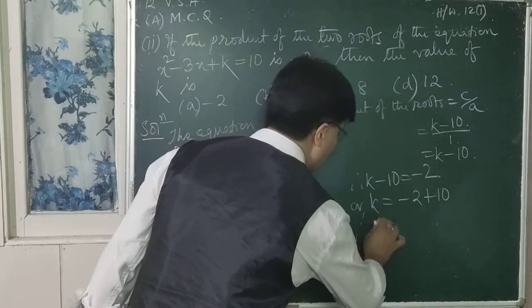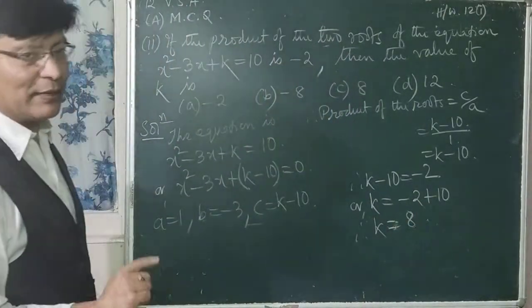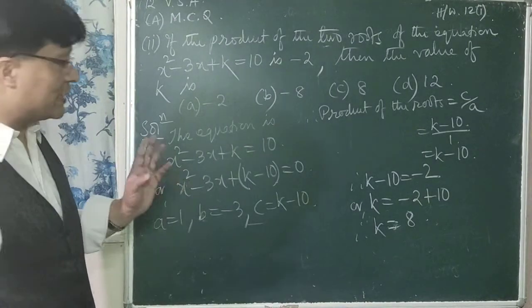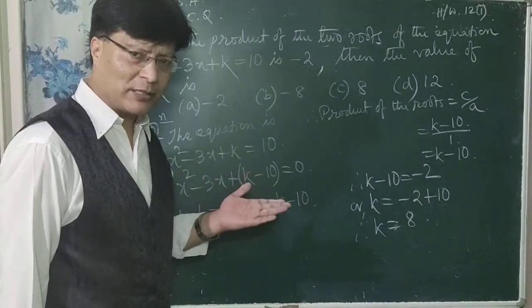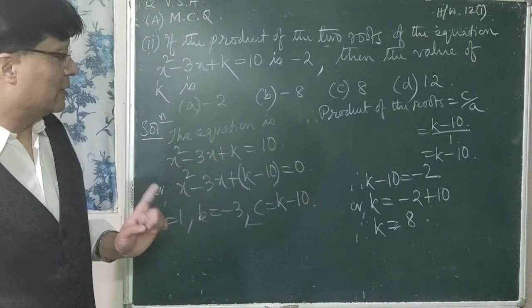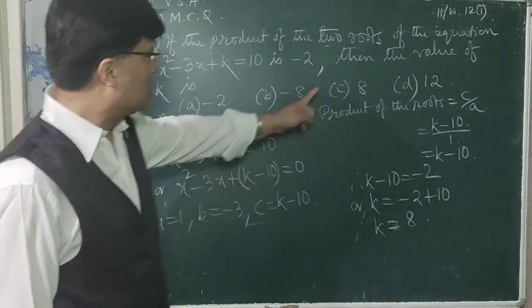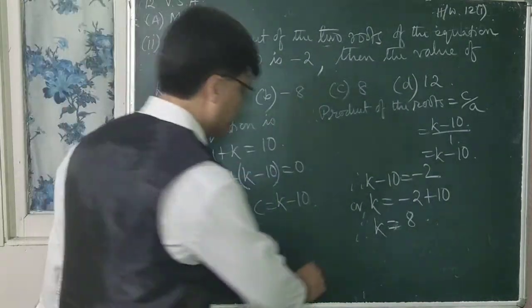That means, what is the value for k? K is equal to 10 minus 2, which is 8. You have to write down the sign of the greater number, that is plus. Usually we don't write the plus sign. So k is equal to 8. Which is the correct option? C is the correct option.